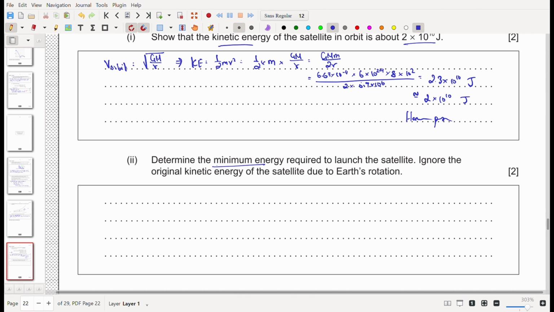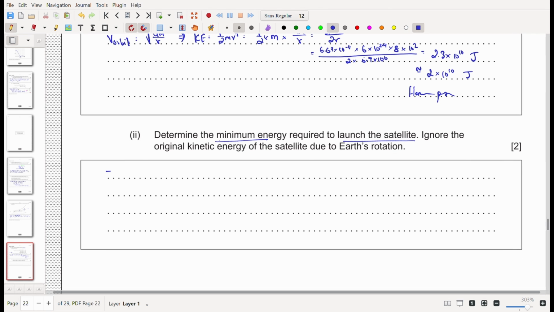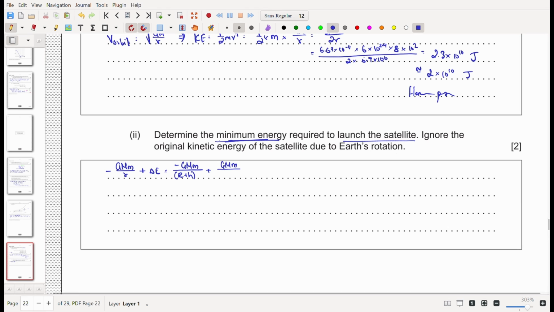Moving on to part 2. Determine the minimum energy required to launch a satellite. Ignore the original kinetic energy due to its rotation. Perfectly easy for us. So let's go ahead and start off with our initial minus GMm by R. This is our potential energy at a particular point. And let's say we are adding delta E, which is our minimum energy. This is going to be equal to the total energy of the satellite in orbit, which is equal to the potential energy minus GMm by R plus h plus GMm by 2 R plus h.